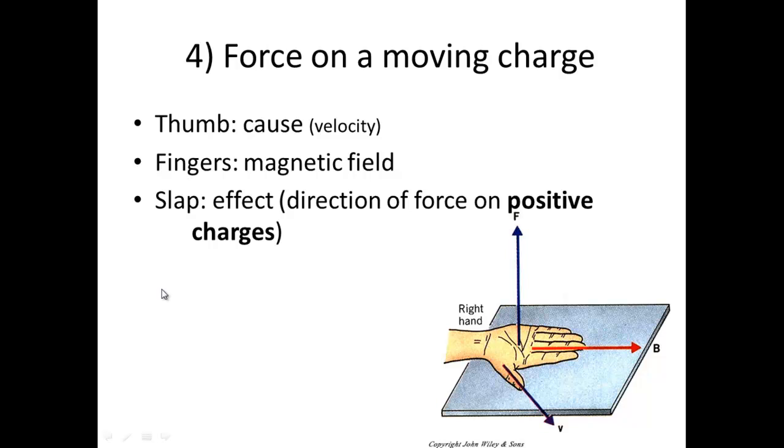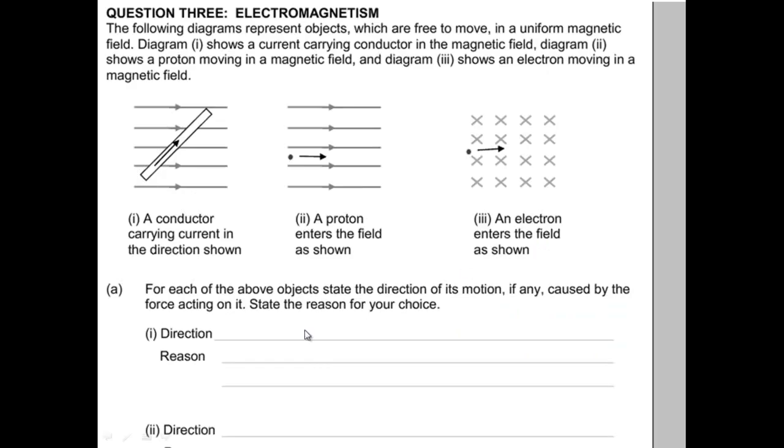And the last rule is what we use for the last 2 parts of the question, where our thumb is the cause, because you could pull the thumb and you get slapped. So the thumb is the cause, which is the velocity. Fingers, magnetic field lines, because there's lots of them, and we slap up for a positive charge, and we backslap because electrons are sad and they're negative. We backslap for electrons. Okay, so back to this question.